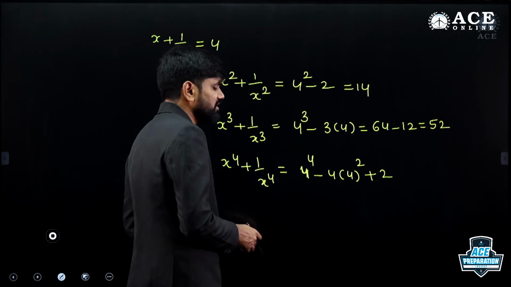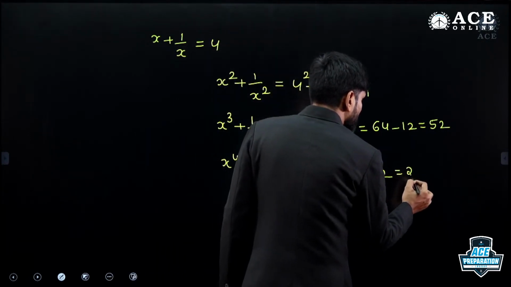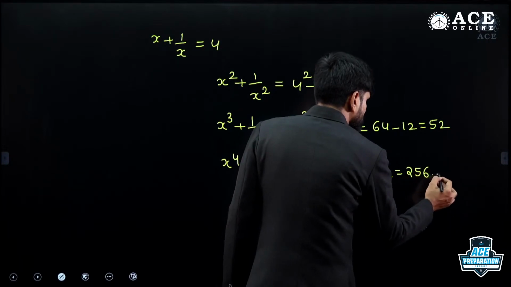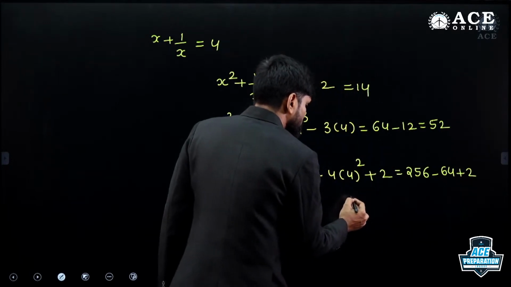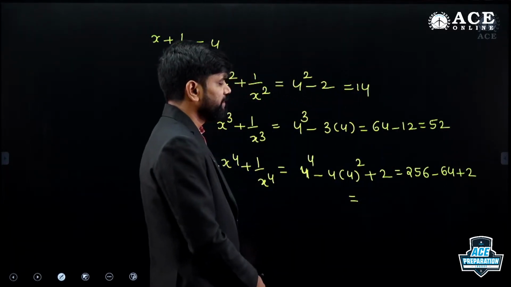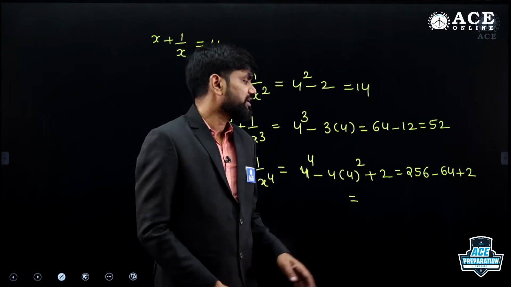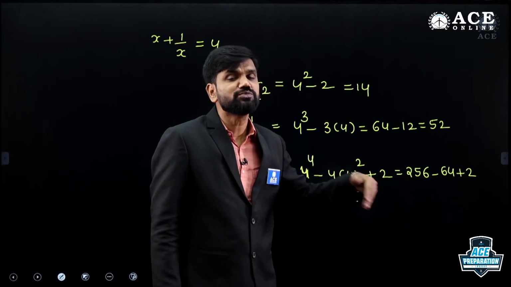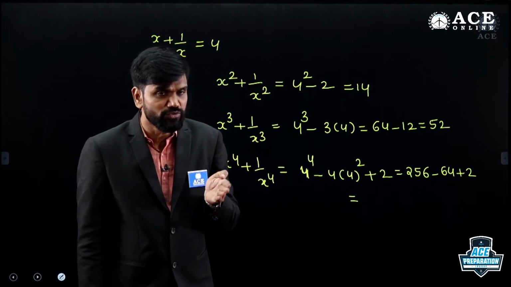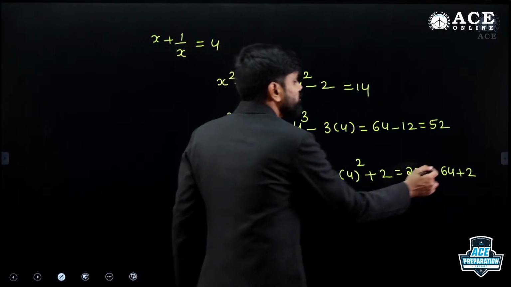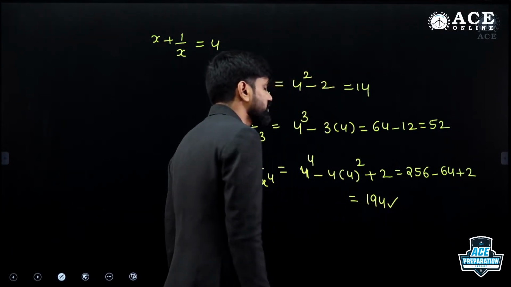So 4 power 4 is nothing but how much, dear? That is 2 power 8, which will give you 256. 256 minus 64 plus 2. From 256, you remove 56. That will give you 200. I have already removed 56. I need to remove how much more? 8 more. That will give you how much? 200 minus 8. That will give me 192. For 192, you add 2 here. That will give you how much, dear? 194.